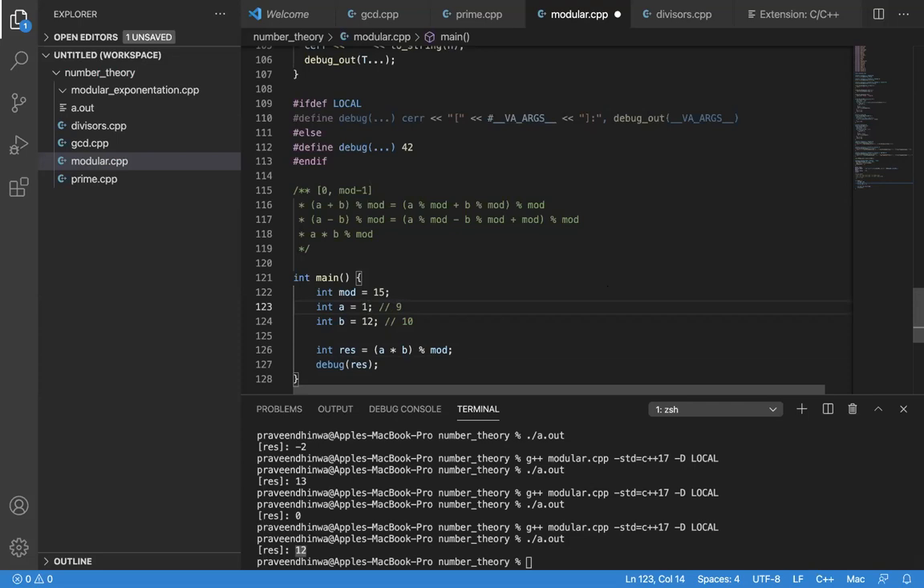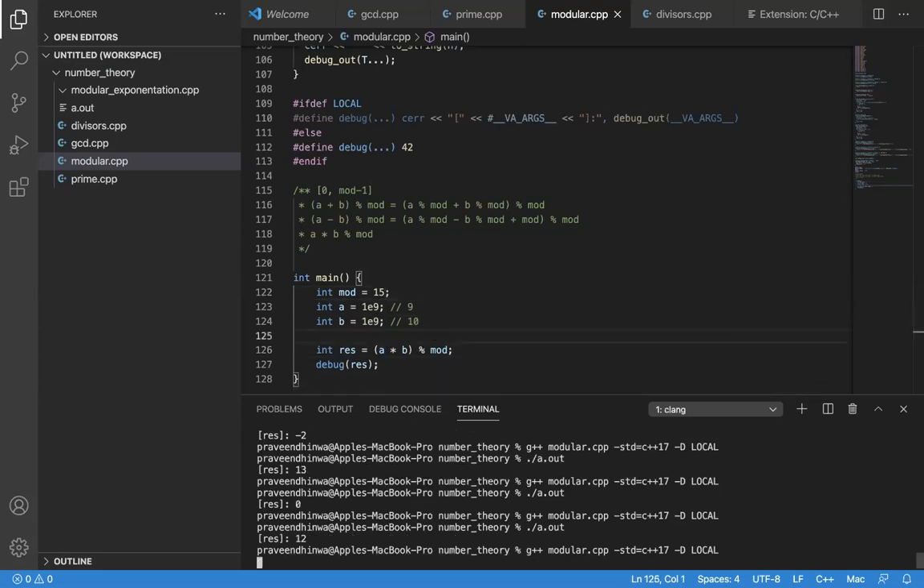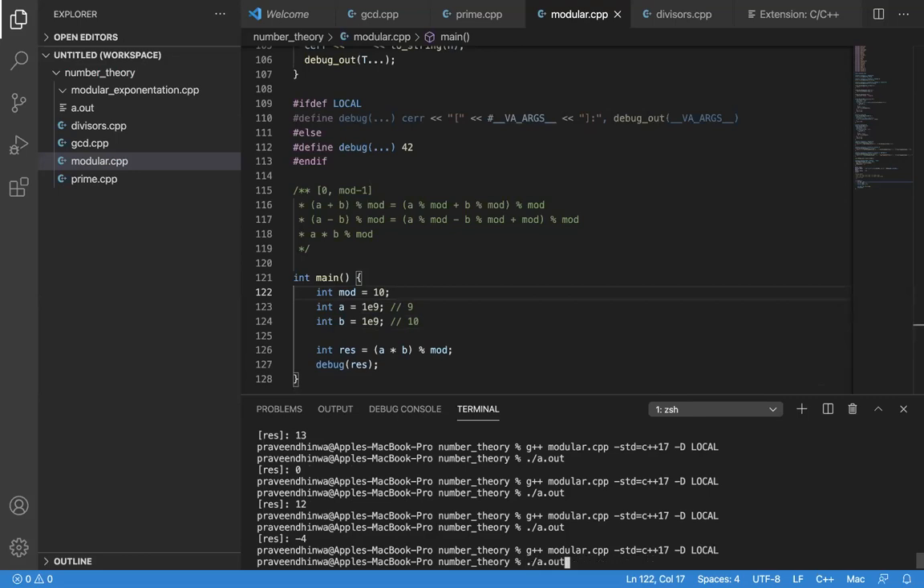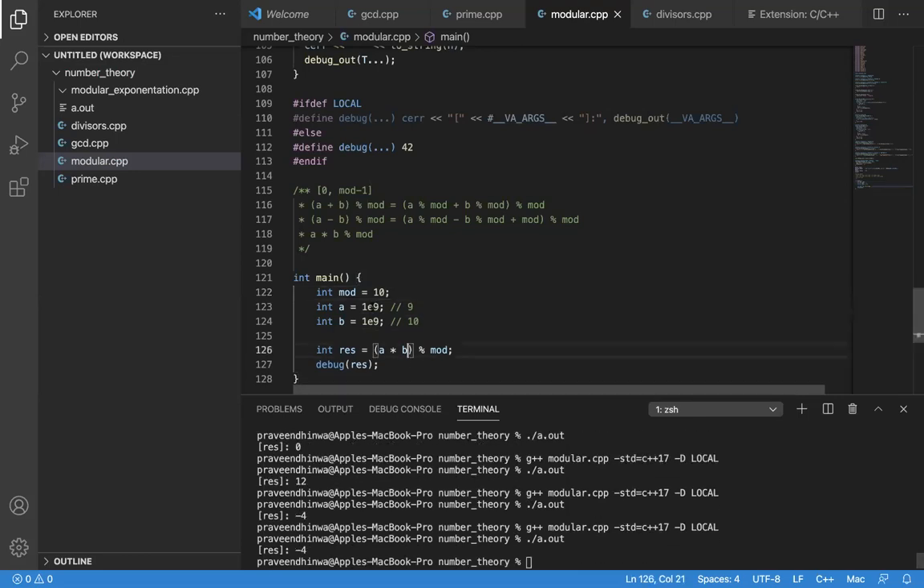So suppose this is a very large number, 199. If you want to do A times B percent mod, your final number should be in the range from 0 to mod. But if you do it directly like this, then let's keep this as 10. Your answer should be 0, because 10 power 9 is divisible by 10 and this is also divisible by 10. So this product should be divisible by 10, but your answer is coming out to be -4. Can you see what is the problem in this code?